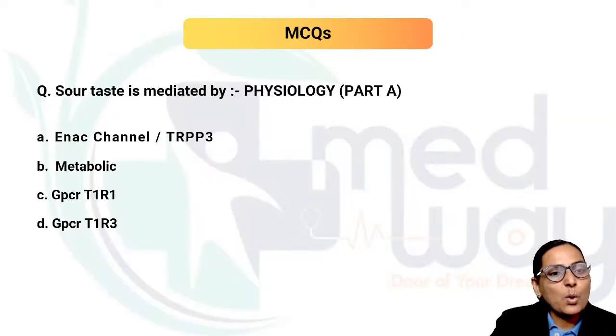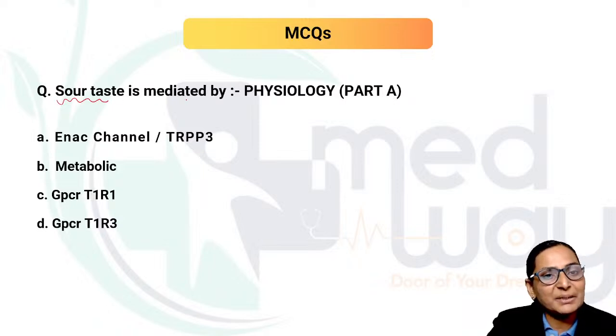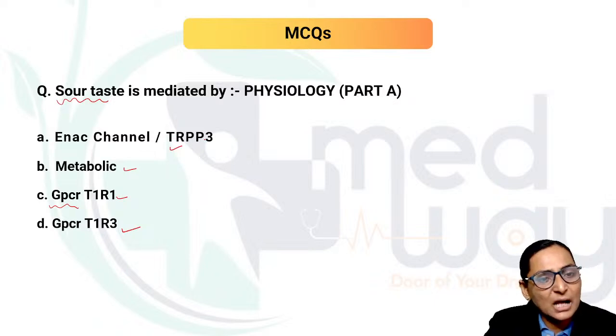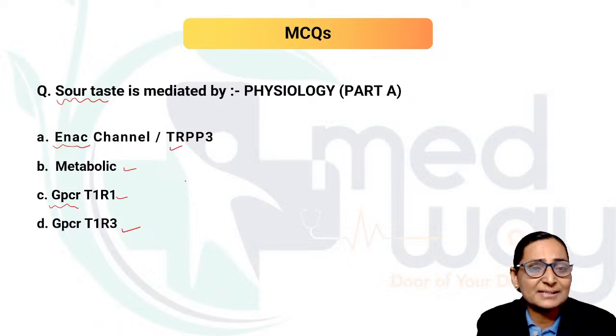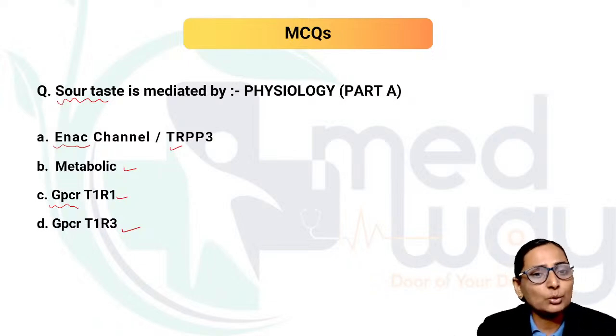Moving on, next was the question related to special senses, that is, the sour taste is mediated by which receptor? The options were the transient receptor potential channel TRPP3, metabotropic GPCR, that is the G protein coupled receptor, R1 and R3. I don't know whether the option was TRPP3 or whether it was an ENaC channel, but I have taken both of them. So if there's something wrong, you can let me know. Yes, ma'am, that was the correct option.